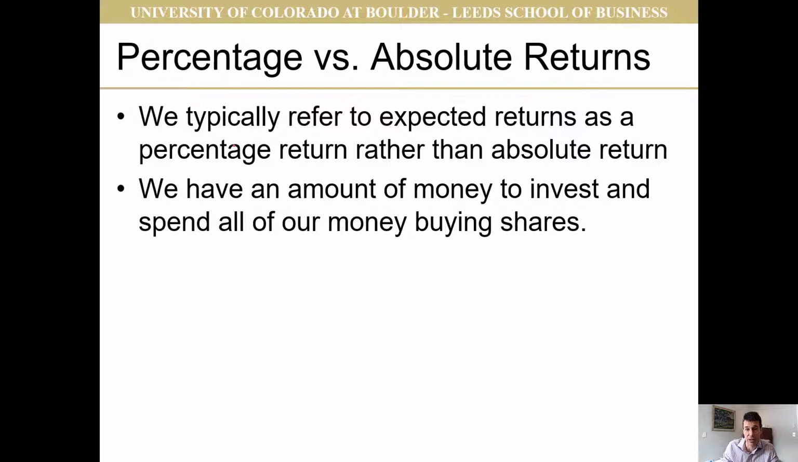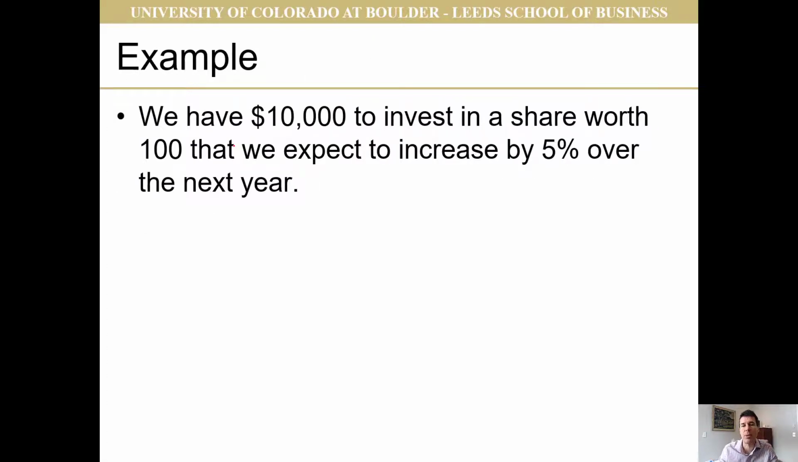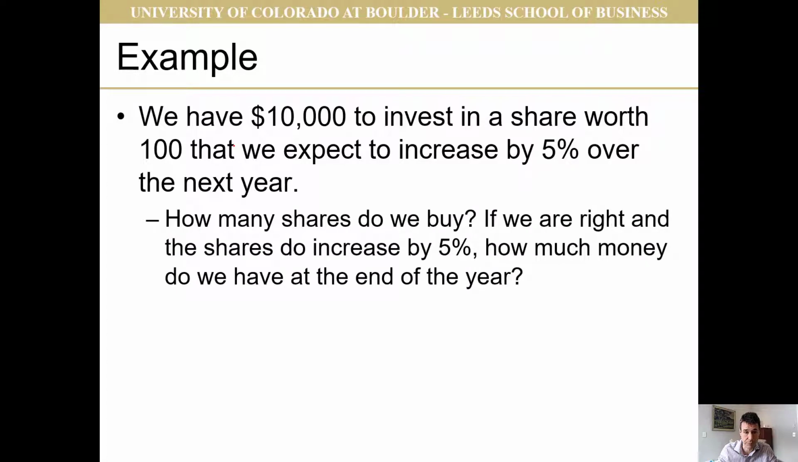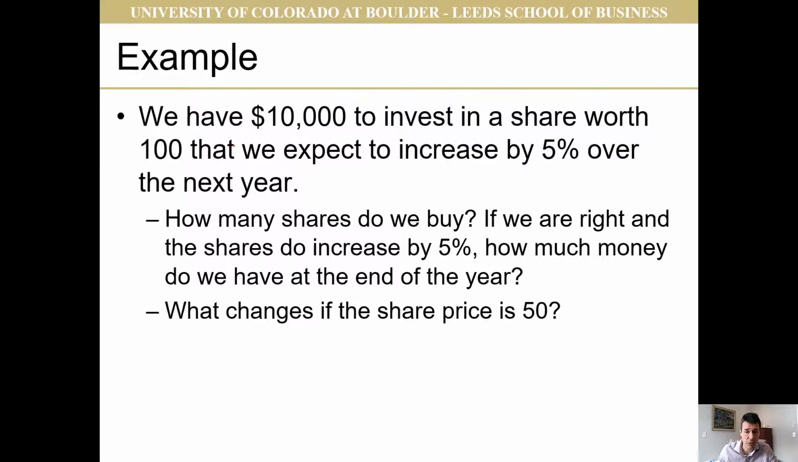Of course, if the shares are at $1,000, then a $5 return is a lot smaller. We're interested in the percentage return, the 5%, and whether the shares are trading at 1,000 or trading at 100, it doesn't really matter. What matters is how much money we invest and what's the percentage return. So for example, we have $10,000 to invest in a share worth $100, and our expected return is 5% over the next year. So how many shares do we buy? And if we are right and the shares do increase by 5%, how much money do we have at the end of the year? And then, of course, the question is, what changes if the share price is 50?